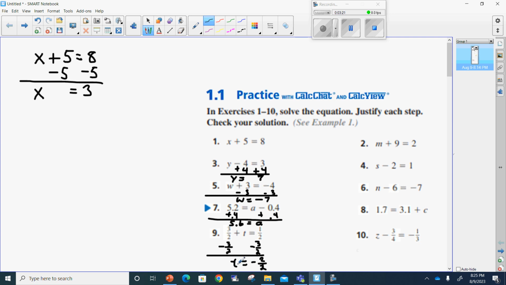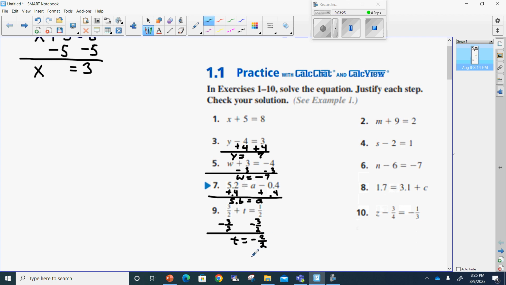Now remember, every fraction is really a division problem. So negative 2 divided by 2 is actually negative 1, because 2 divided by 2 is 1, and a negative divided by a positive is a negative. So t is going to equal negative 1. All right, that was the answers to 1 through 10 odd numbers. That means you guys have 2 through 10 to do.